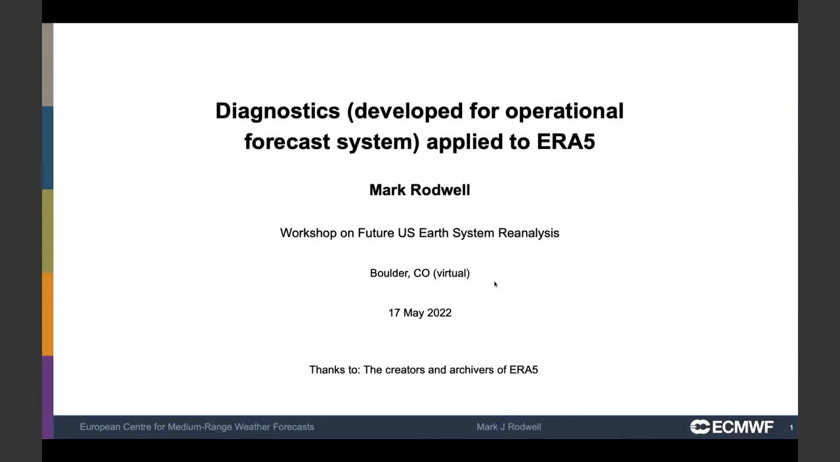I thank basically the creators and the archivers of ERA 5 for the data. And I would stress the archivers, because a lot of the data I'm looking at here is observation feedback data, which is really quite tricky. We argued, or pleaded, with them to archive some of this data, and they have, at least for the conventional observations. And I think it's really useful for diagnosis of reanalysis.